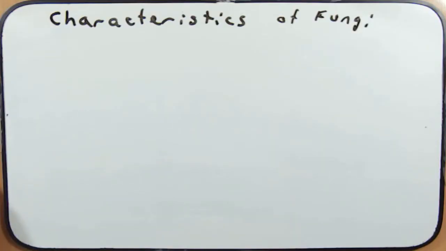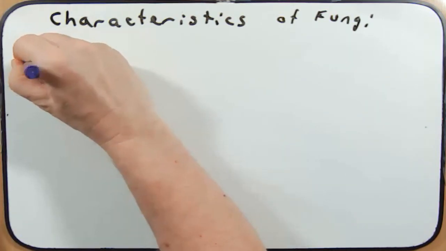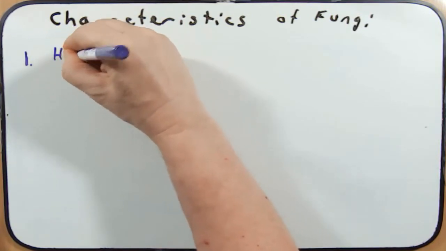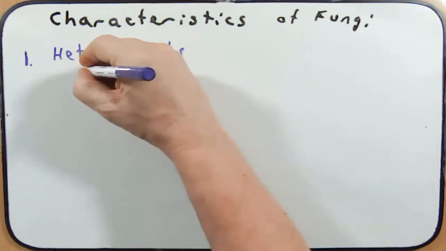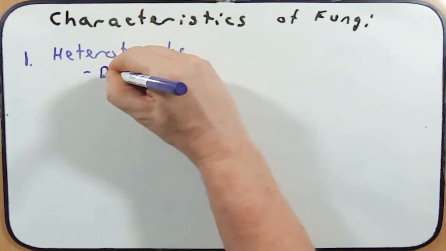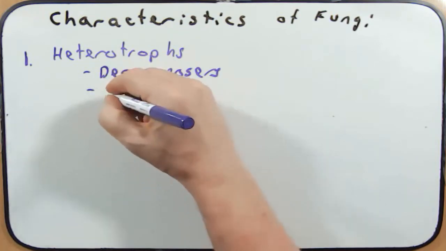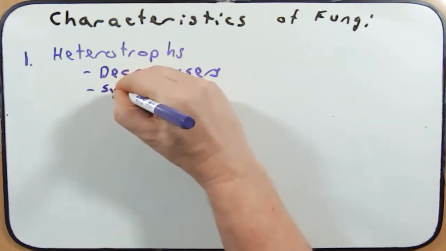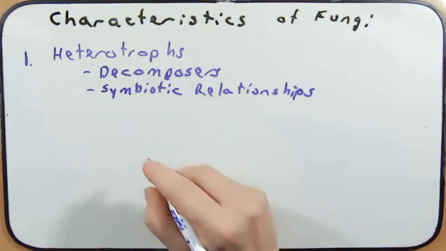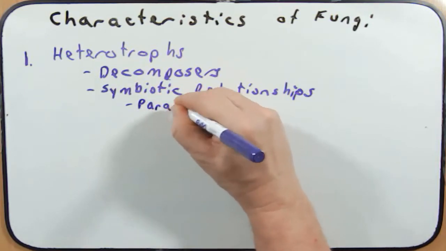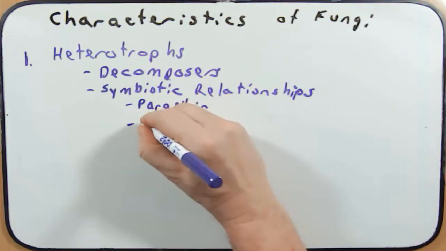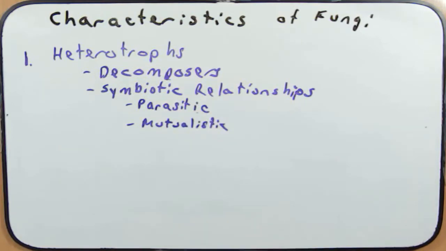All right, now let's talk about characteristics of fungi, and I'm only going to mention a few here. The first is that fungi are heterotrophs. There are no fungi that are photosynthetic. In getting their nutrients, they often serve as decomposers, or they get their nutrients through symbiotic relationships. These symbiotic relationships can be a variety. They can include parasitic relationships where the host is harmed, or they can be mutualistic relationships where both the fungus and the host receive some benefit.